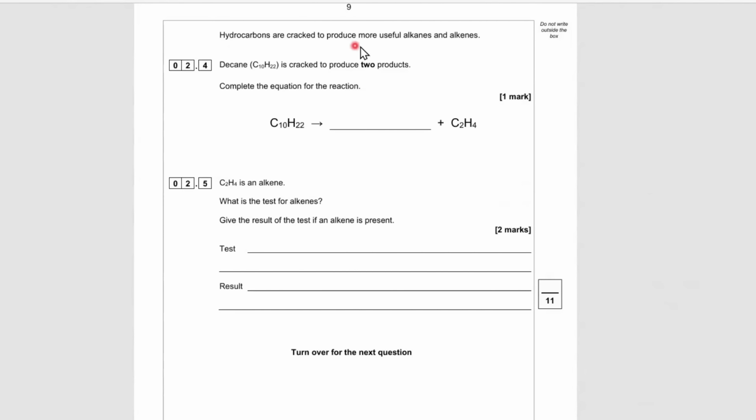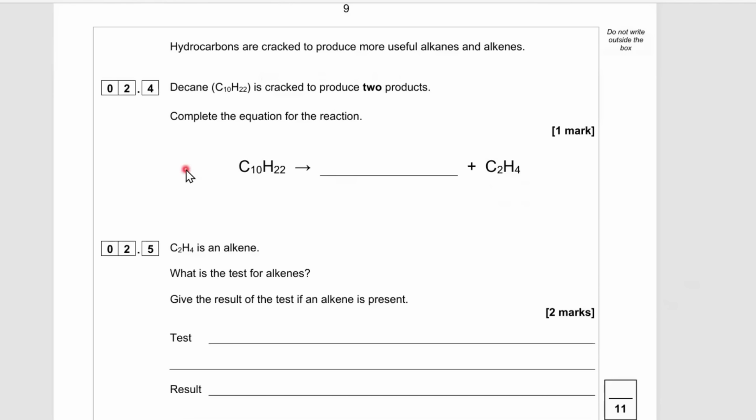And let's move on. So we're now on to 2.4. Hydrocarbons are cracked to produce more useful alkanes and alkenes. Decane, C10H22, is cracked to produce two products. Complete the equation for the reaction. Let's zoom in a little. So you've got C10H22 on the left, and you need to make sure it all adds up to C10H22 on the right. Pause the video, have a go.